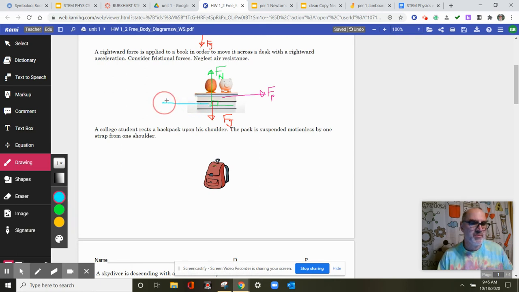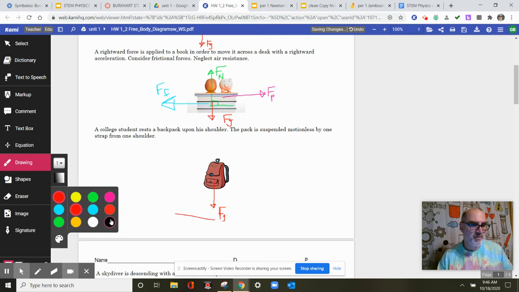There must be another force, and it says consider frictional forces. Friction is going to oppose the motion, so there's a force of friction right there. Perfect. All right, now we have a backpack hanging off of a shoulder. Here's the force of gravity pulling down on the backpack. And then the upward force on the backpack, ignore that red line, is tension on the strap of the backpack. And that's it.